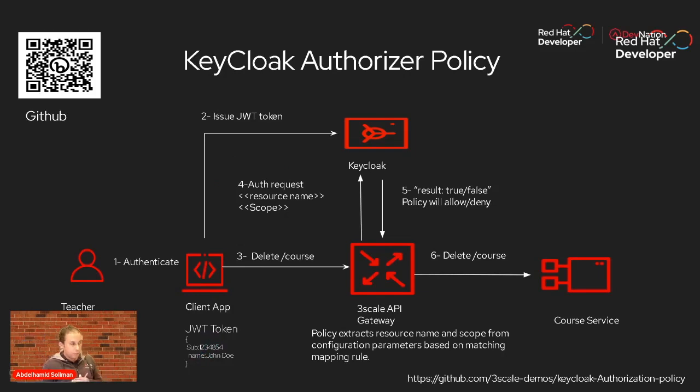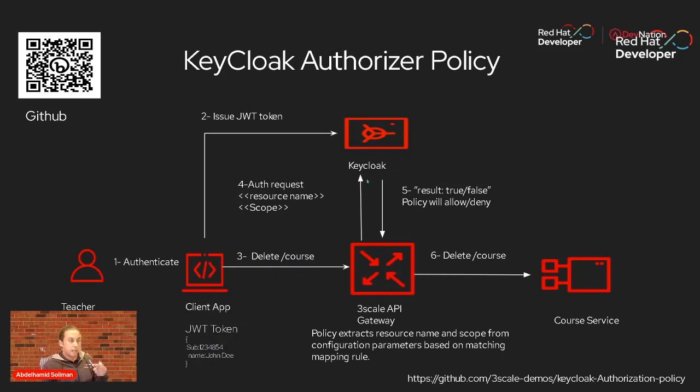Then the application will use this token for each request to the API gateway. So if the user is trying to delete the course, the token will be attached to this HTTP call to the 3scale API gateway. The 3scale API gateway will have the Keycloak authorizer policy deployed. This policy will check the HTTP resource against the configuration defining a Keycloak resource and the Keycloak scope in order to send an authorization request to the Keycloak authorization service.